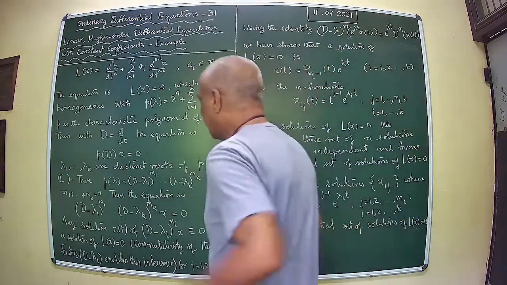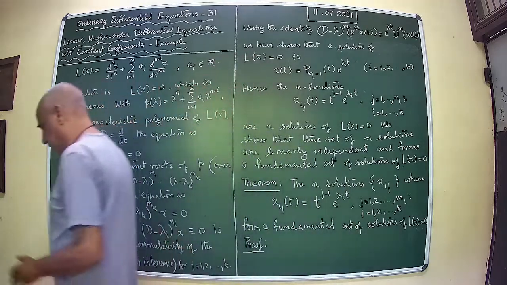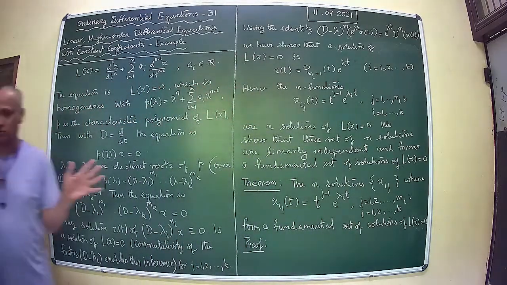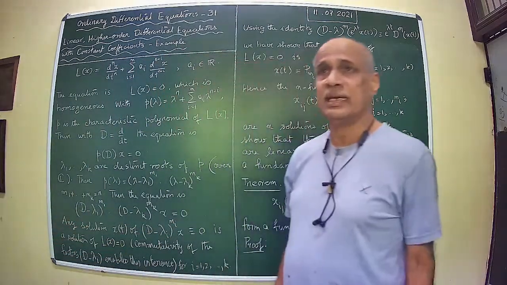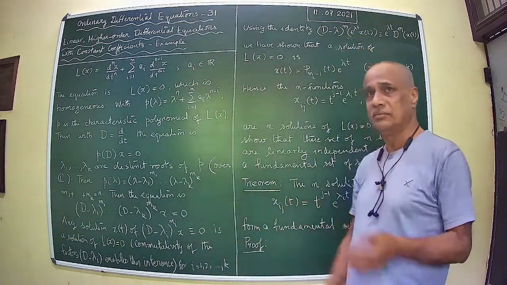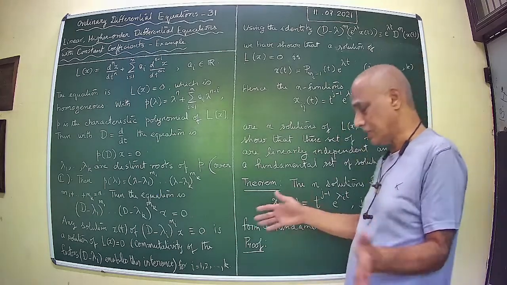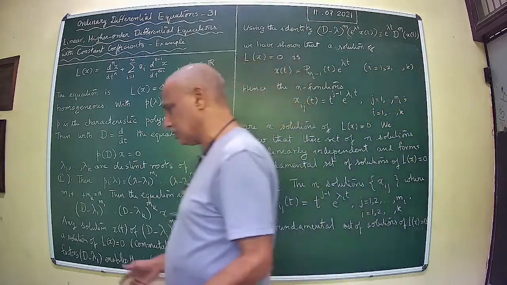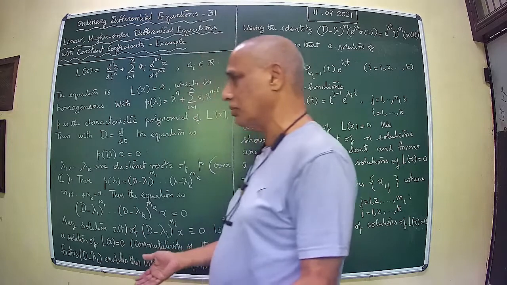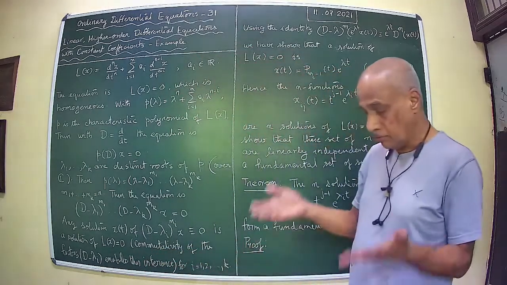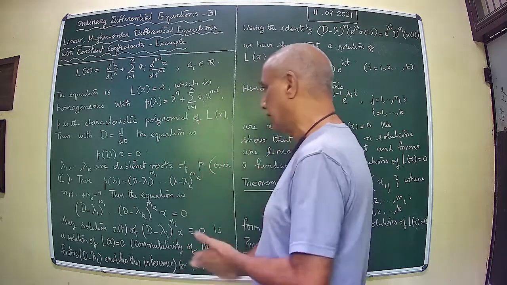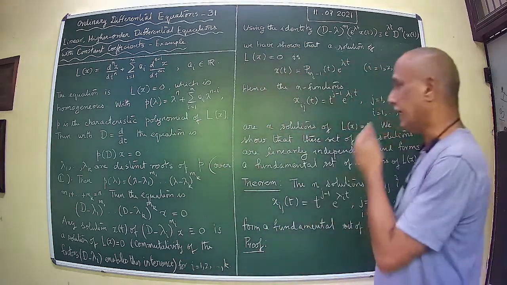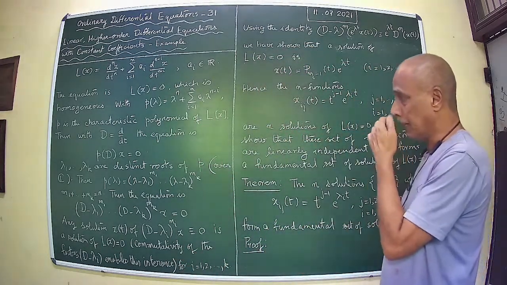Then, of course, that you can get because higher order equations you transform into a system, and the first order system of n simultaneous equations you know how to find out. So it is of the form dx/dt equal to Ax. Now look at the characteristic polynomial of A. That is precisely this P(lambda). So P is the characteristic polynomial of L.